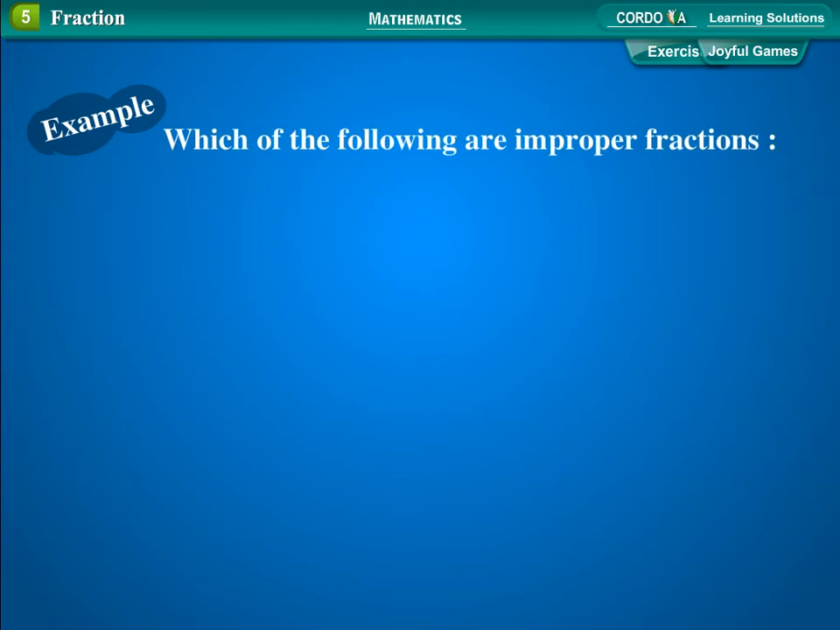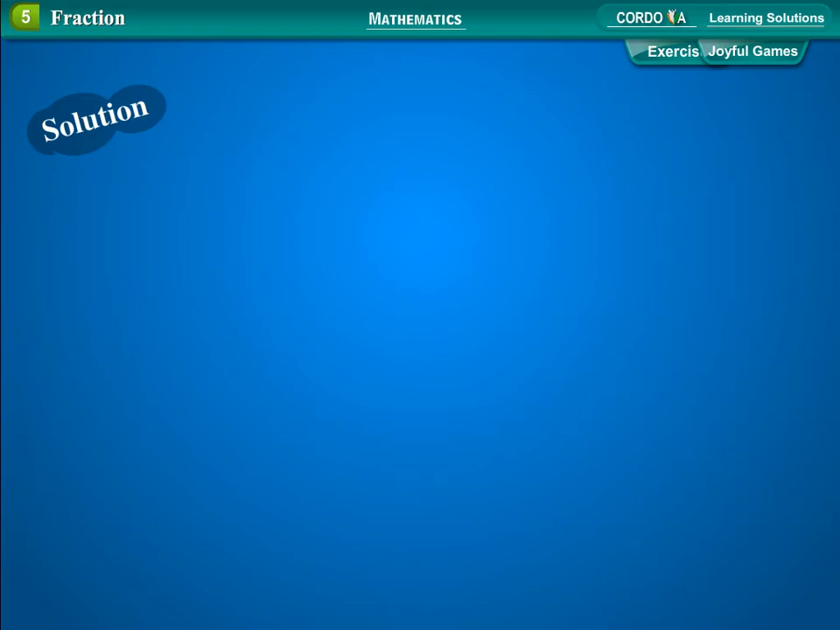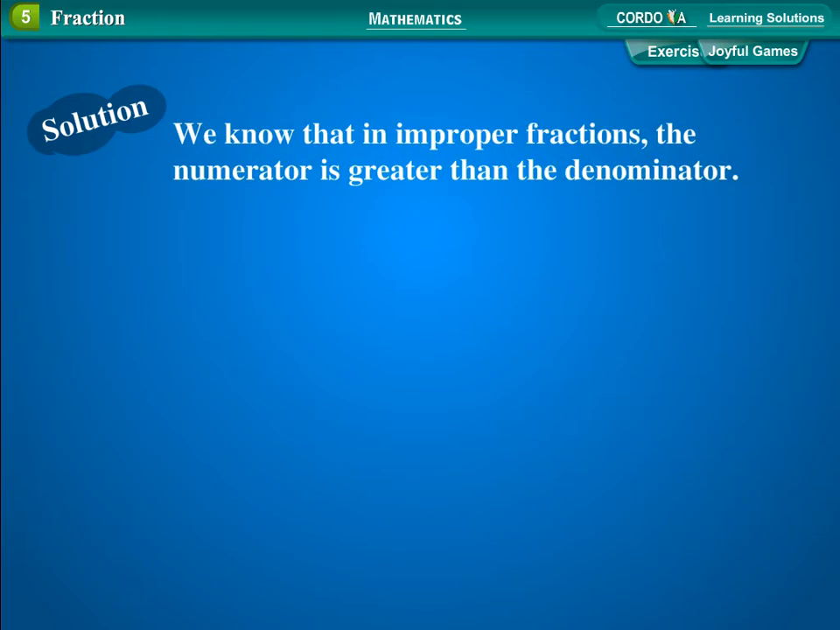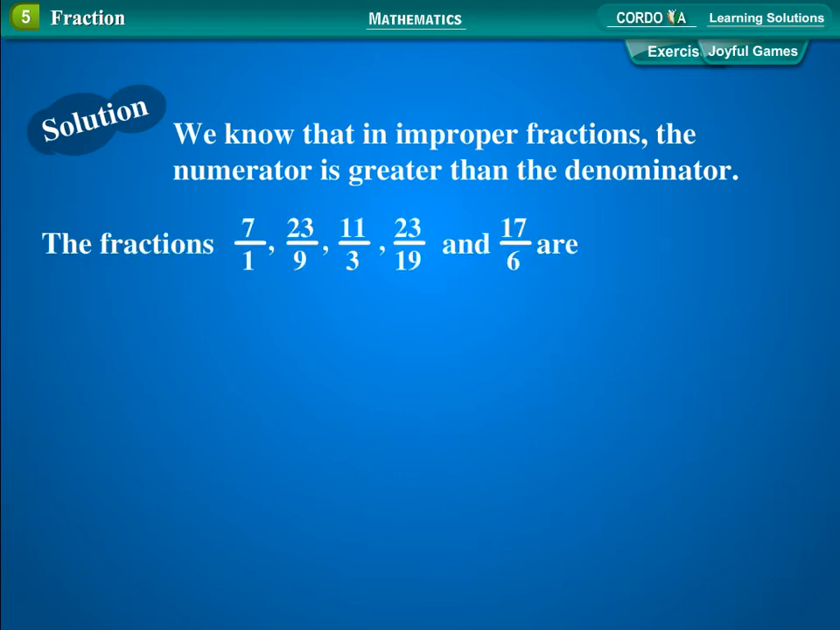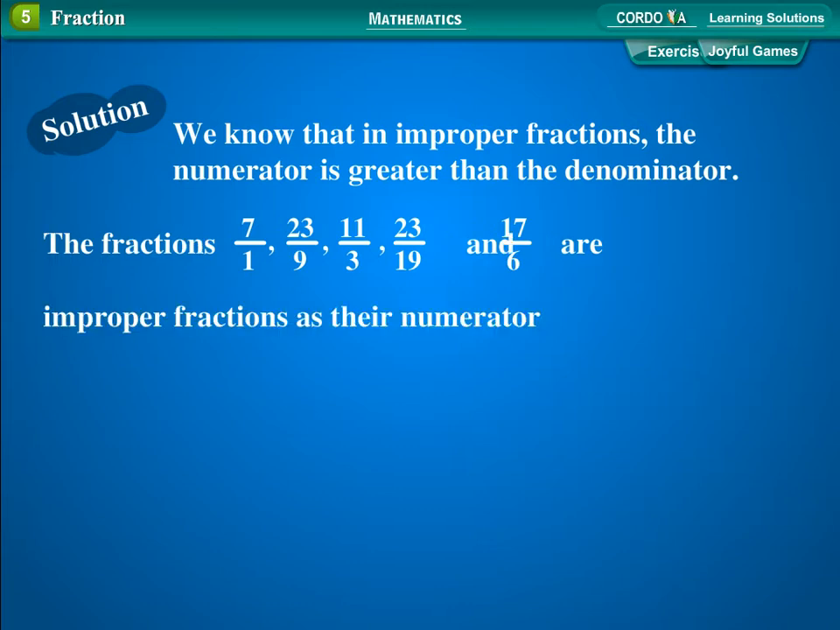Example: which of the following are improper fractions? 7/1, 3/13, 23/9, 11/3, 5/7, 23/19, 17/6. Solution: we know that in improper fractions, the numerator is greater than the denominator. The fractions 7/1, 23/9, 11/3, 23/19, and 17/6 are improper fractions, as their numerator is greater than their denominator.